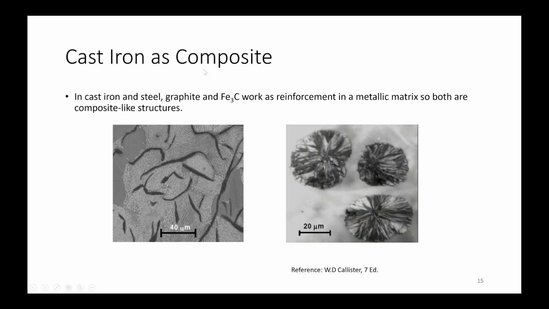Cast irons as composites. Now cast iron and steel both have reinforcement: in case of cast iron we have graphite or cementite, and in case of steel we have cementite. These both act as reinforcement, and the metallic matrix will be mainly ferrite. So both are composite-like structures, and that's why they have very high strength.